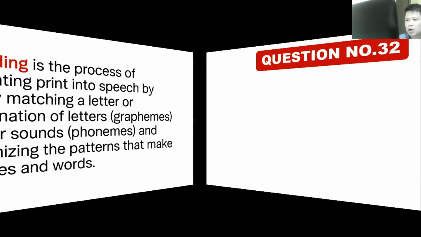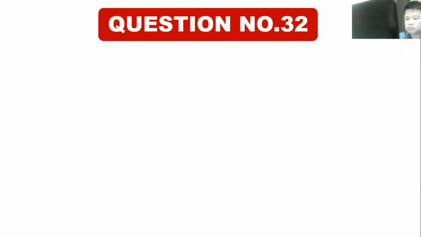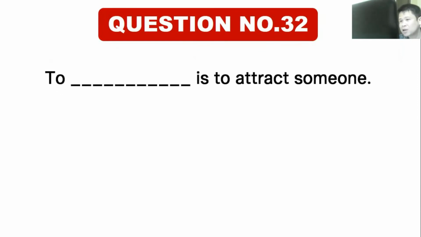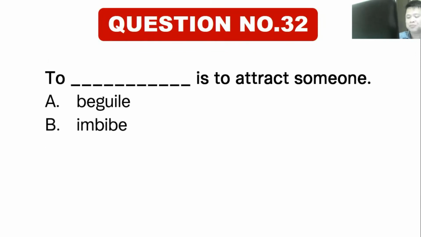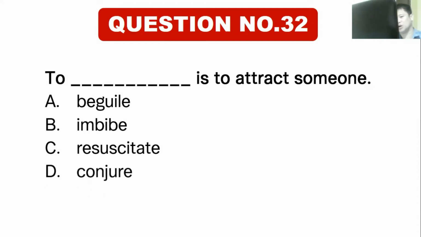Next, number 32. To blank is to attract someone. A, to beguile. B, to imbibe. C, to resuscitate. D, to conjure. Again, to blank is to attract someone.